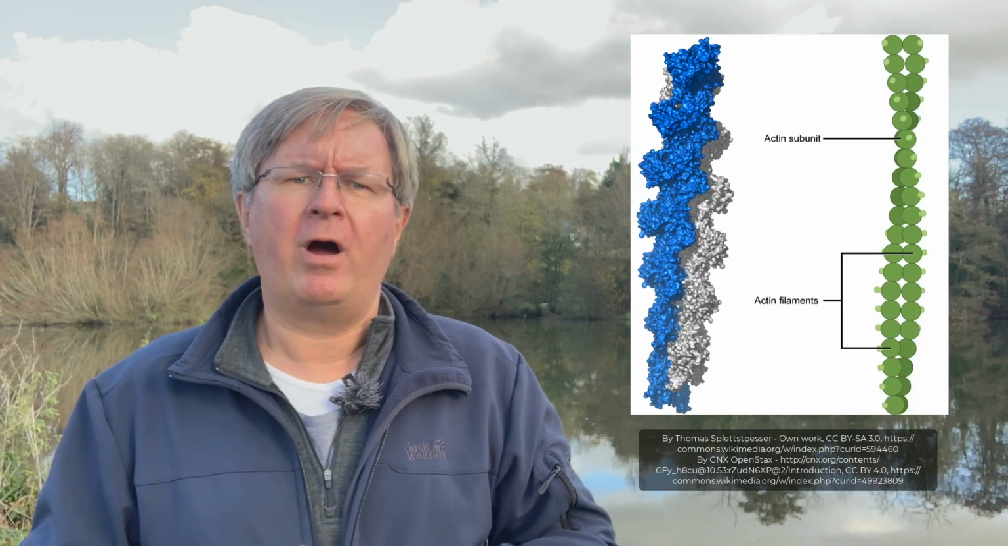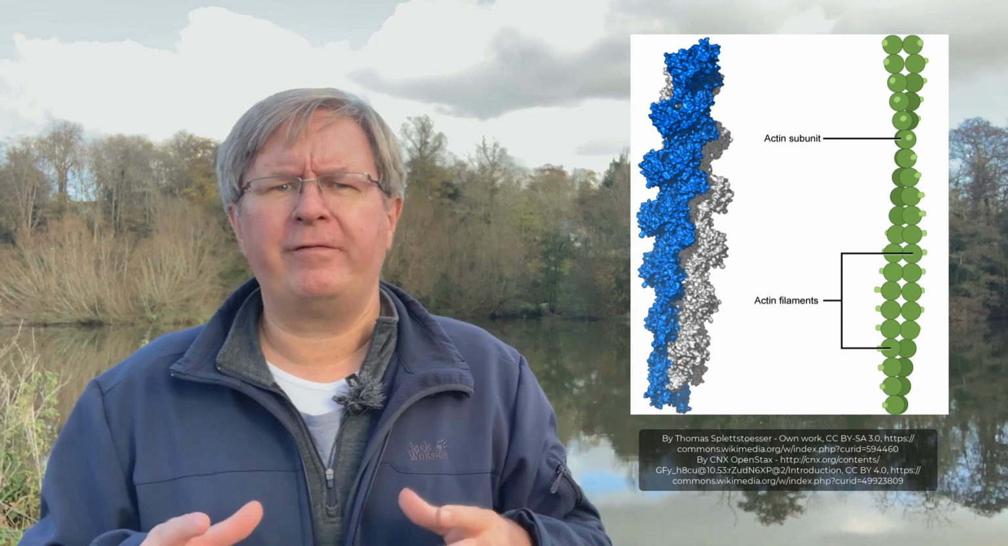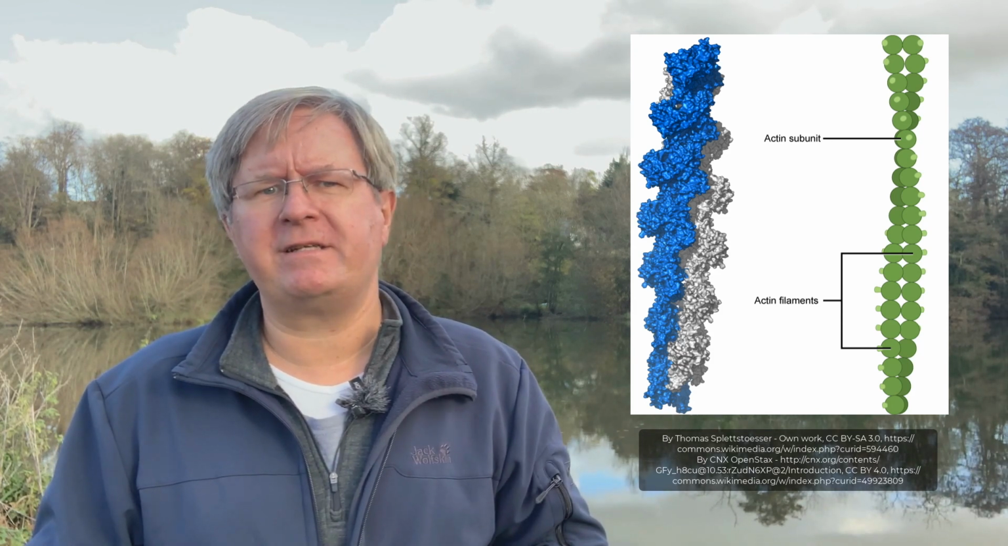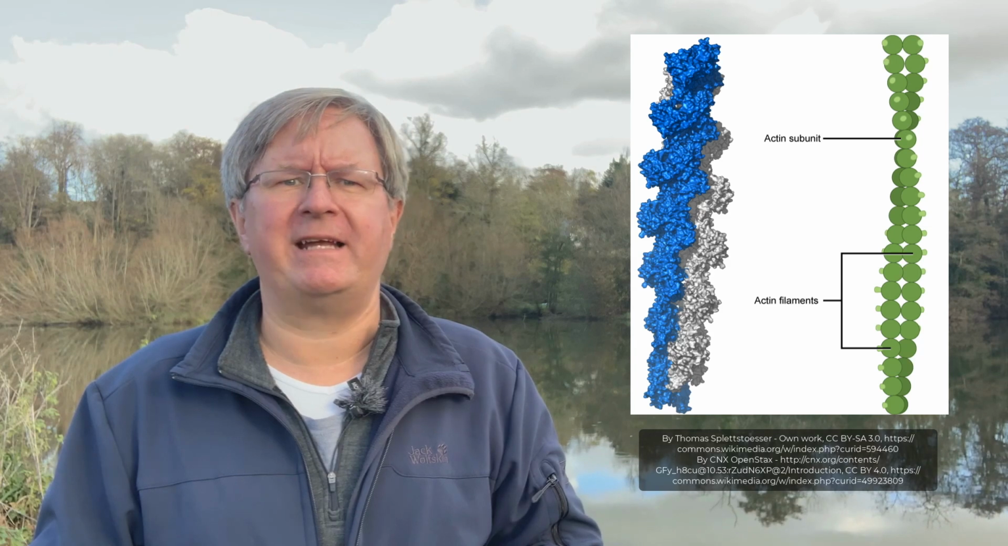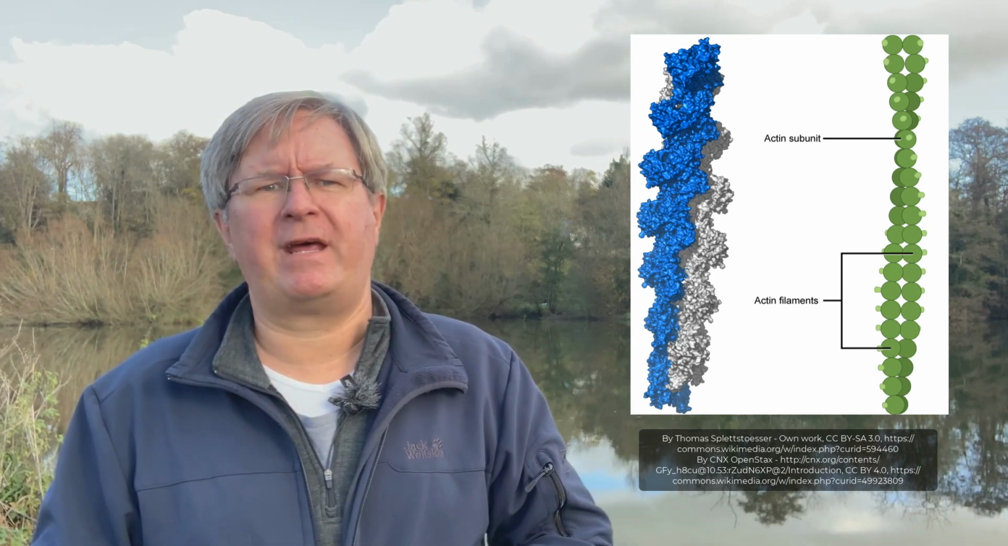Hello and welcome to a quick video on actin filaments, one of the filaments that make up the cytoskeleton of the cell. The actin filament consists of a two-stranded helical polymer of the protein monomer actin. The filament is 5 to 9 nanometers in diameter and one full turn of the helix takes up 37 nanometers.